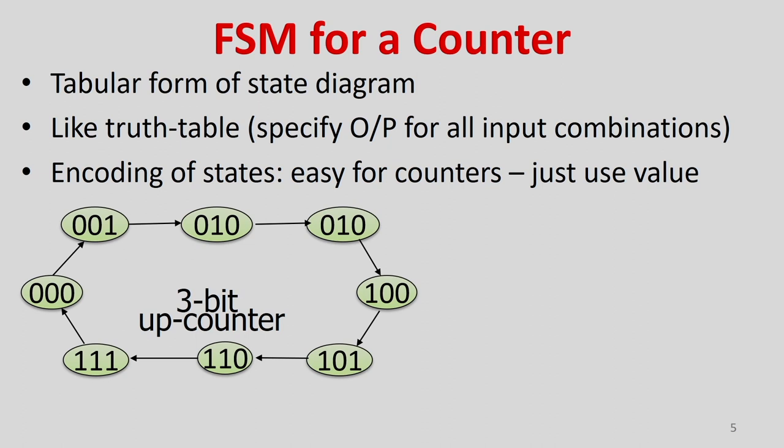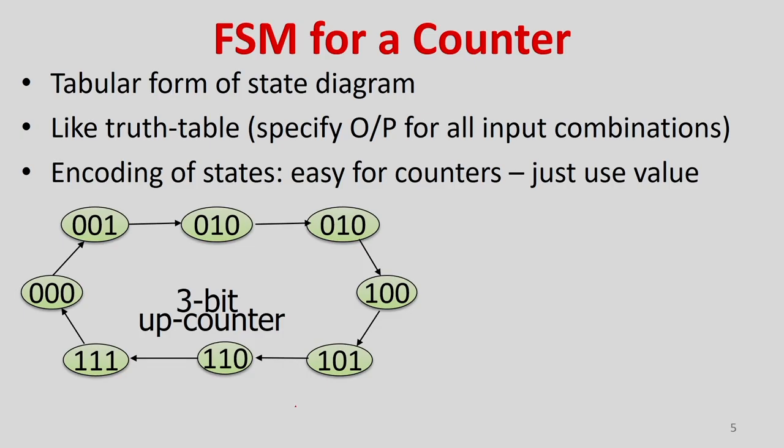A counter is also a very simple circuit, and we can state the counter using an FSM. This is a 3 bit counter, a very simple counter which counts up to 7. It starts with 0 0 0 and goes up to 1 1 1, that is 1, 2, 3, 4, 5, 6, 7, and then it comes back to 0 0 0.